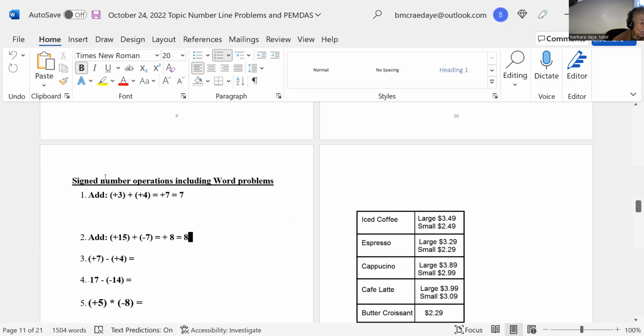Now, here's a subtraction. What do we say about a subtraction? Change the sign and then add. So if you change this to a -4 and then you add, this becomes plus 7. We change the sign and we add, so this would be plus, and the +4 becomes a -4, right?